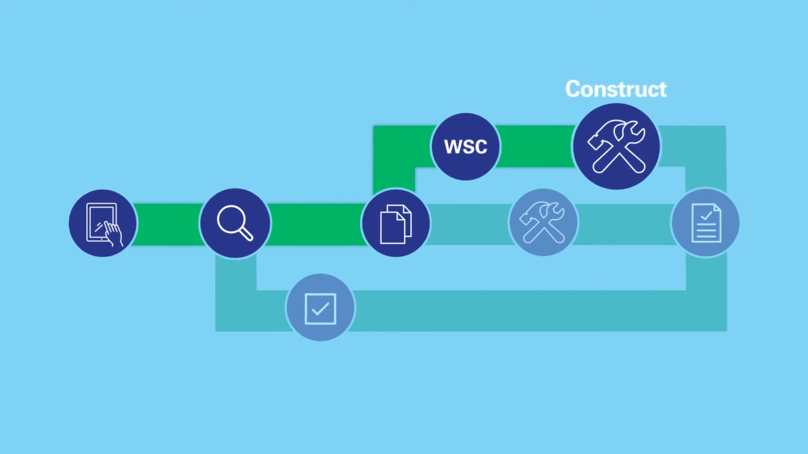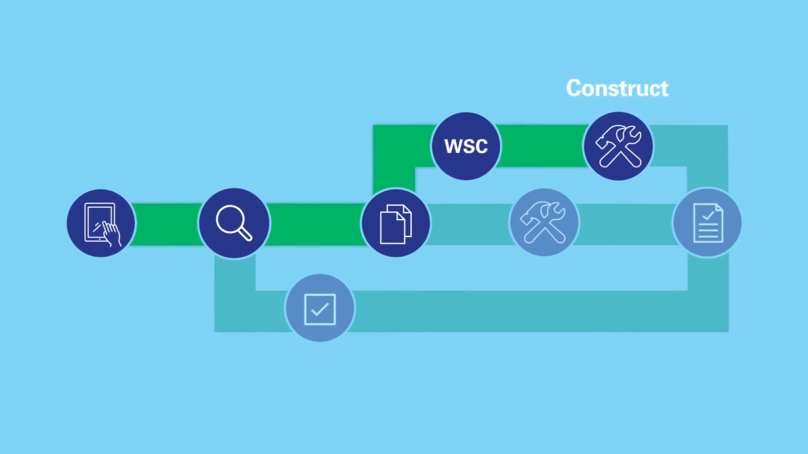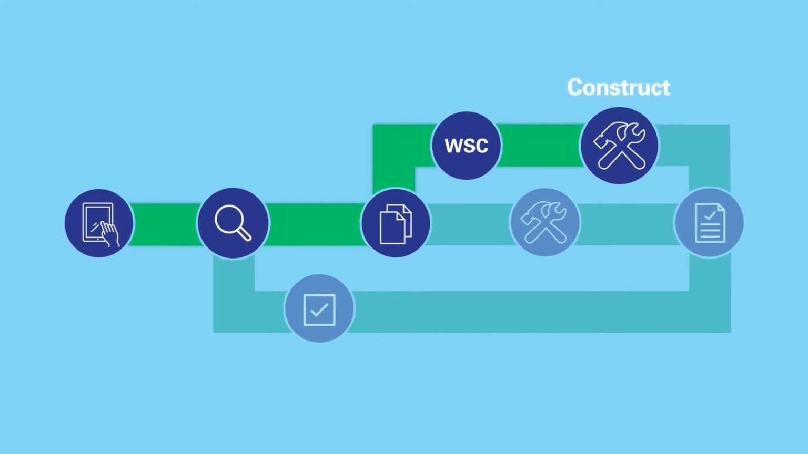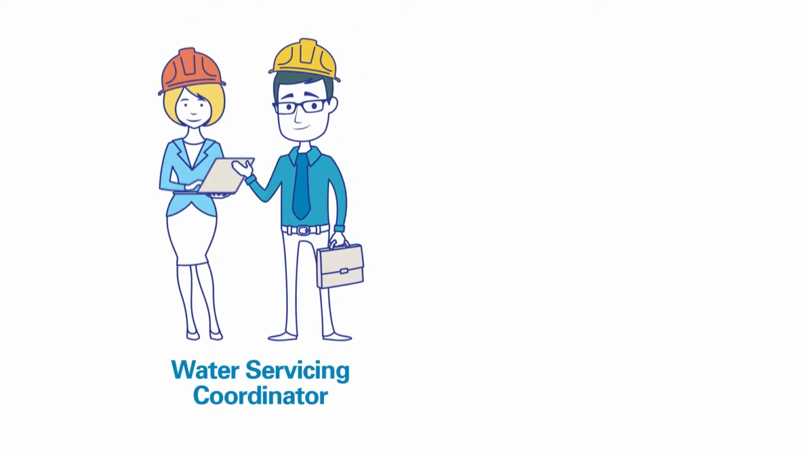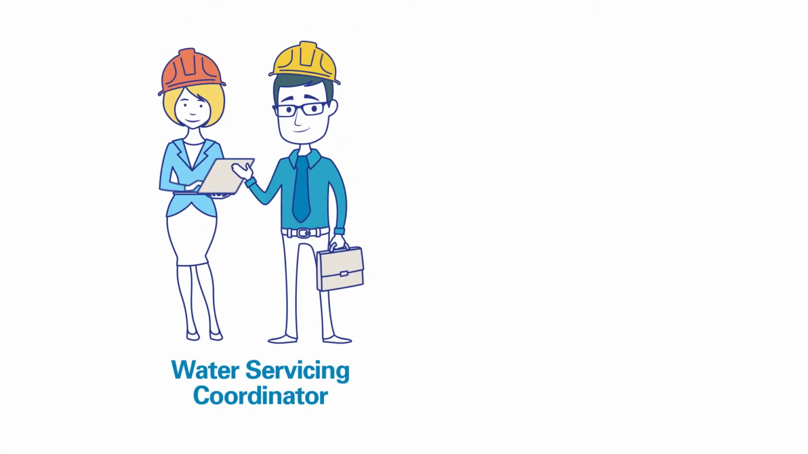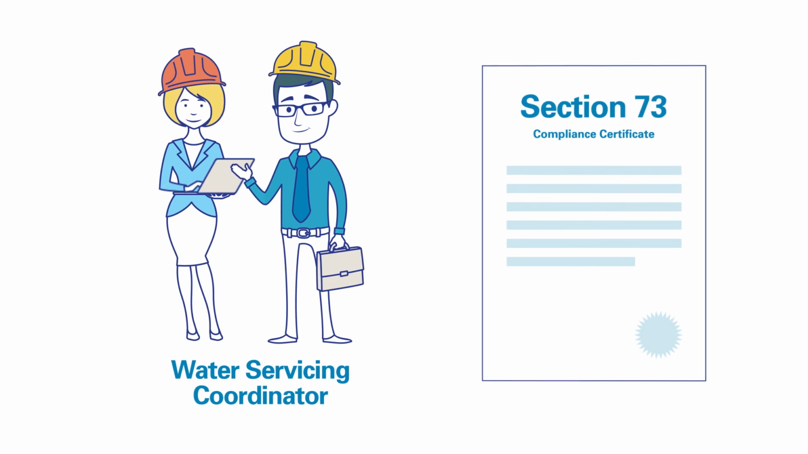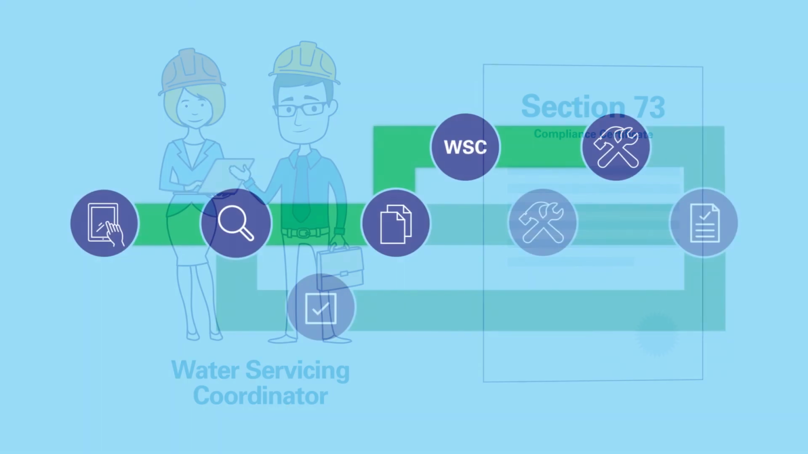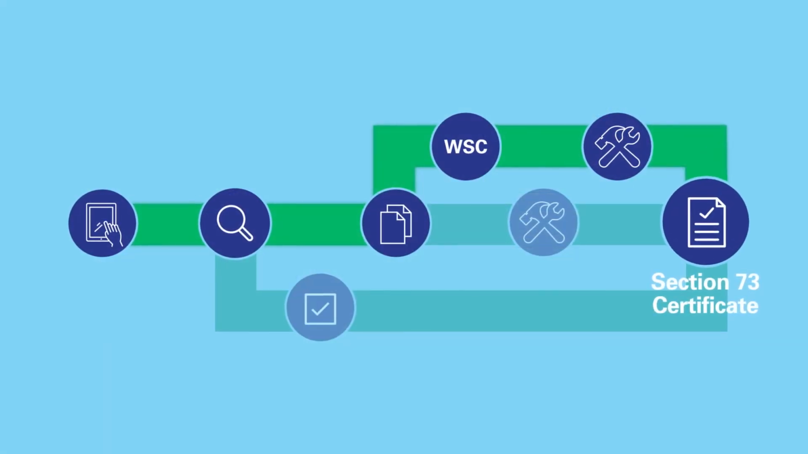Remember, you must have a Water Servicing Coordinator engaged before commencing construction work, as your Water Servicing Coordinator will then certify the work and submit the required documents to Sydney Water, and we'll issue your Section 73 certificate.